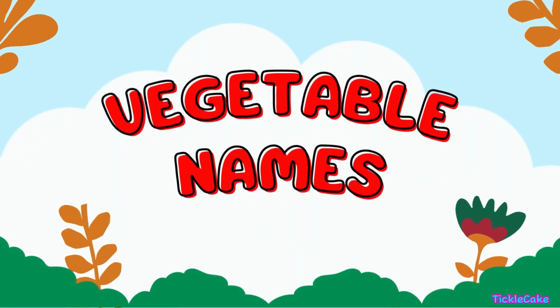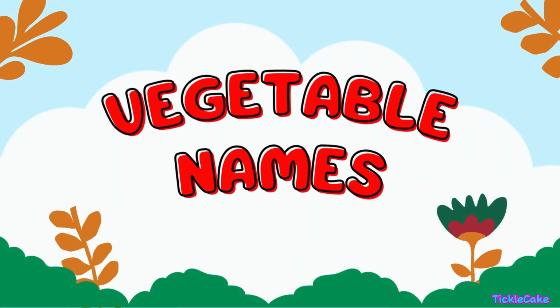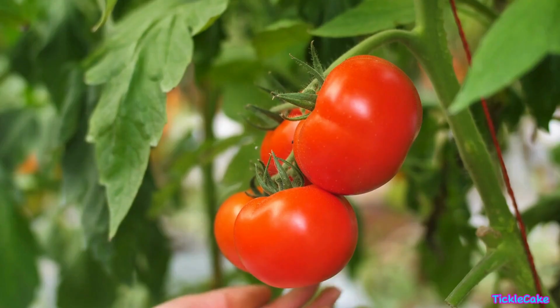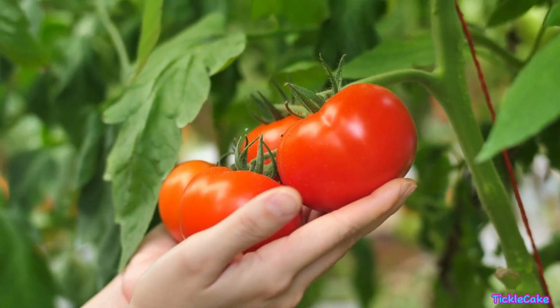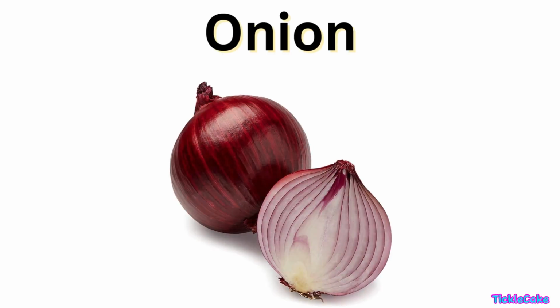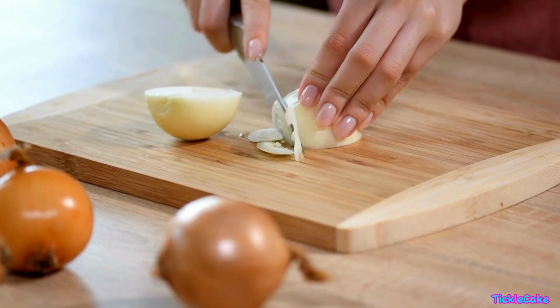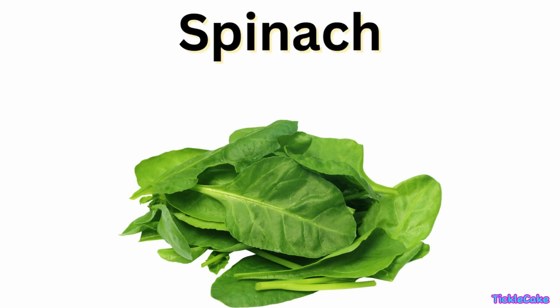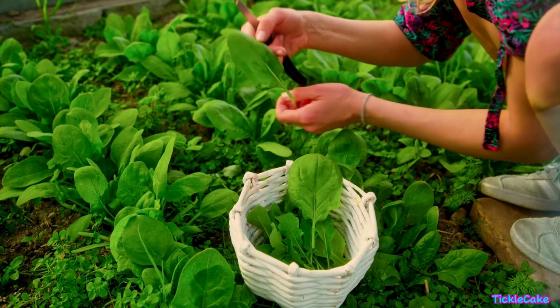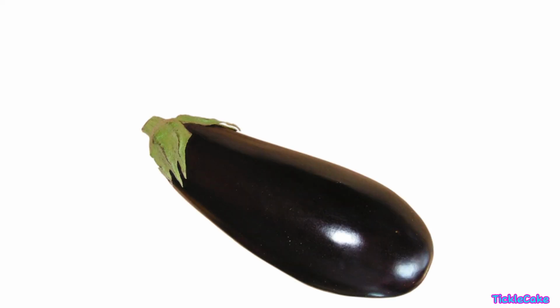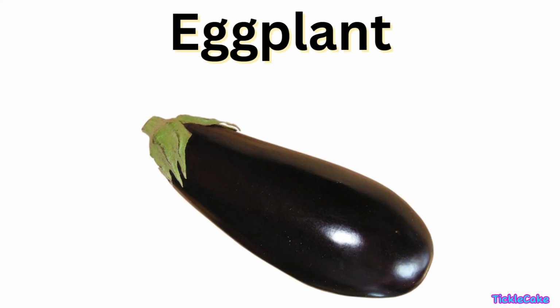Let's learn vegetable names. Tomato, it is a tomato. Onion, it is an onion. Spinach, it is spinach. Eggplant, it is eggplant.